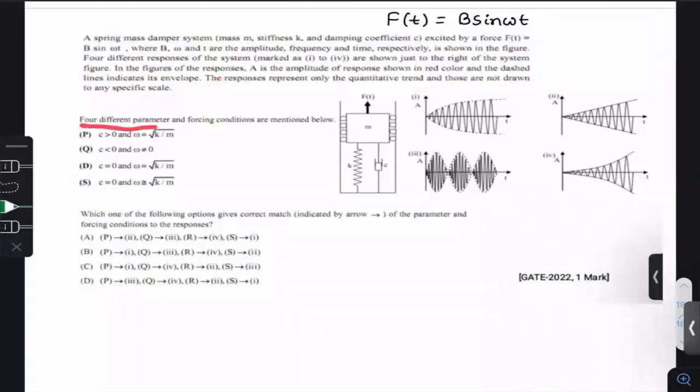Four different parameters and forcing conditions are given below. You know very well that damping coefficient C is greater than 0 and omega is equal to root under K by M. C is less than 0, omega not equal to 0. C is equal to 0, omega is equal to root under K by M. So these are all the values. What we have to find out is which of the given options is the correct match, indicated by the arrow, of the parameters and forcing conditions to the response.